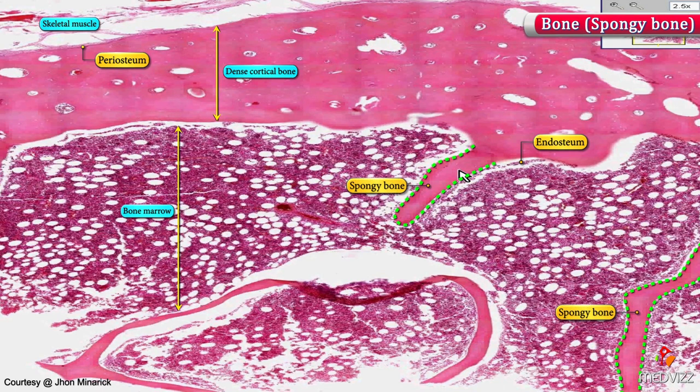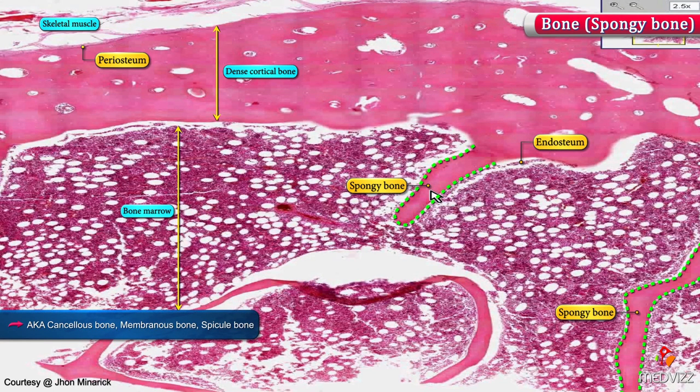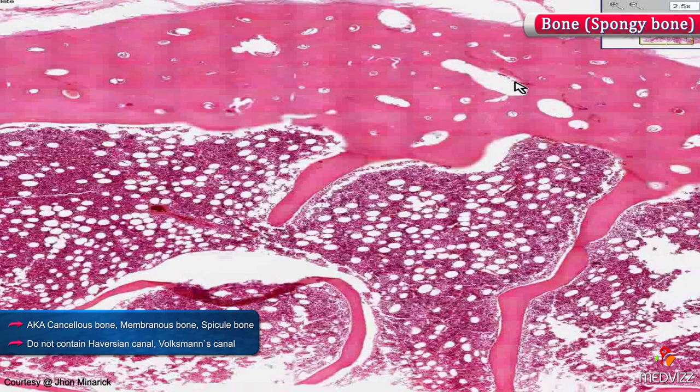Here, we have the second type of bone, which is not as dense as dense or cortical bone, and for that reason, this is called spongy bone, or cancellous bone. Some people call it membranous bone, because it is composed chiefly of these little spicules or lines of bone surrounded by marrow. Sometimes it's called spicular bone. And of course, these little pink osseous structures themselves, which do not contain the features found in dense bone, in other words, the haversian canals, are called spicules. So cancellous bone is much simpler than dense bone.